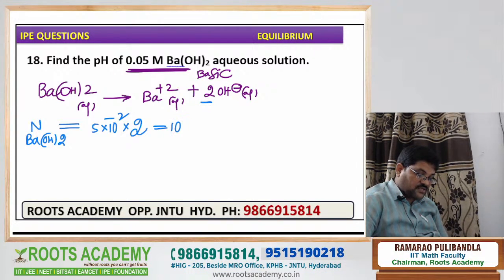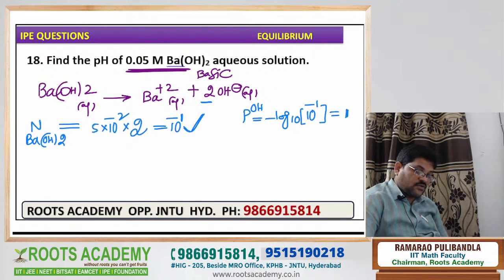That is equal. Normality is what? 10 power minus 1. From that we have to find out pOH. pOH is equal to minus log to the base 10 of 10 power minus 1. Therefore pOH is equal to what? 1. But I am asking pH.